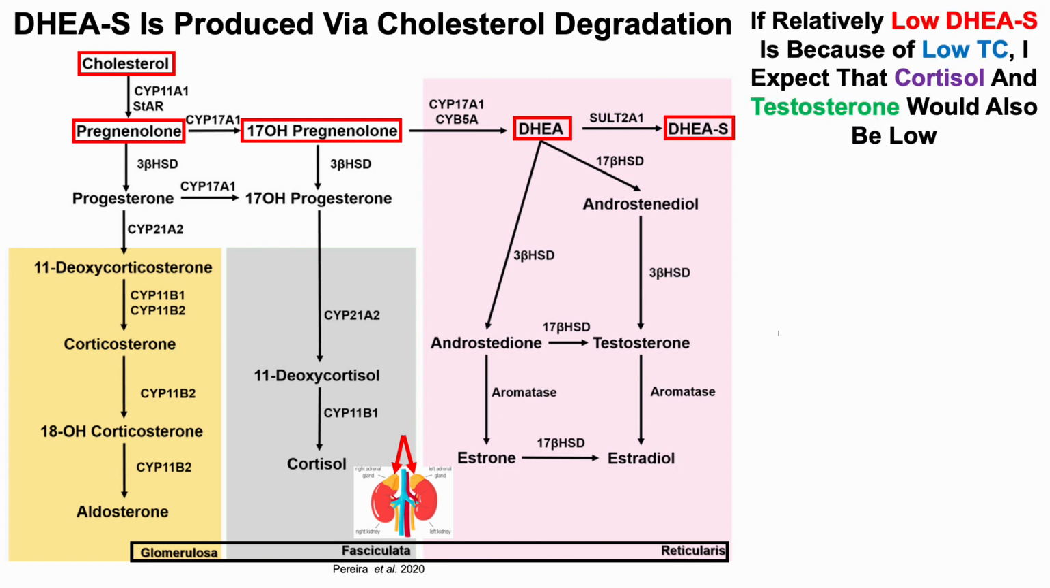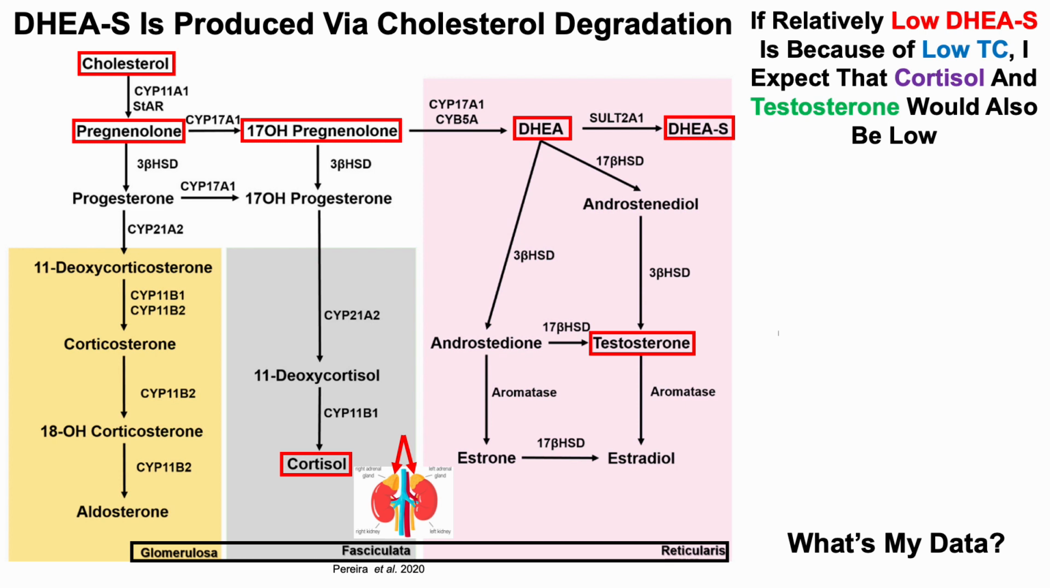So now note that if relatively low DHEA sulfate is because of low total cholesterol, I would expect that cortisol and testosterone would also be low. And that's because 17-hydroxypregnenolone is converted via 2 enzymatic steps into cortisol, and DHEA is converted also by 2 enzymatic steps into testosterone.